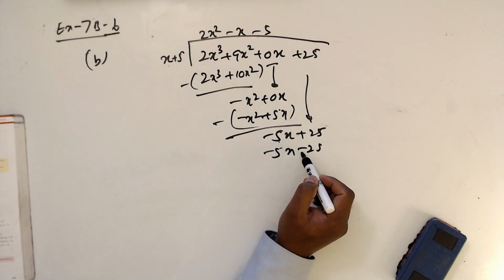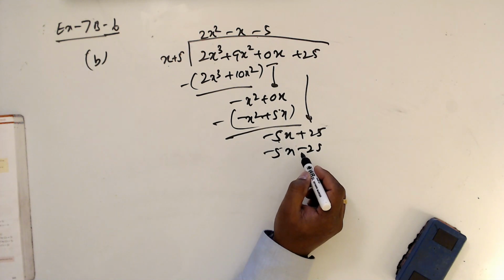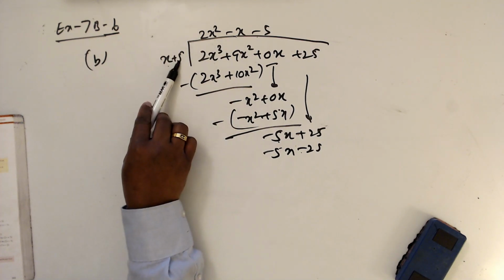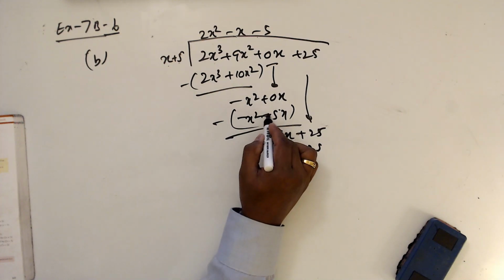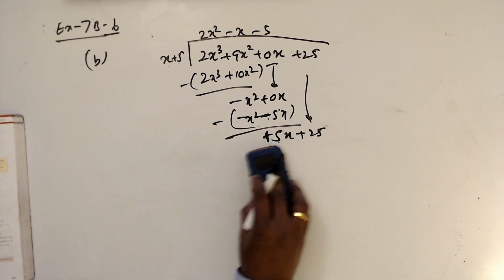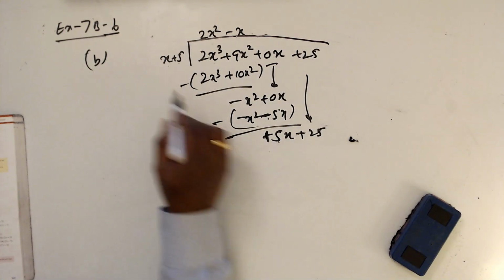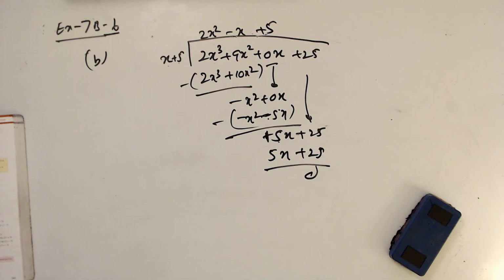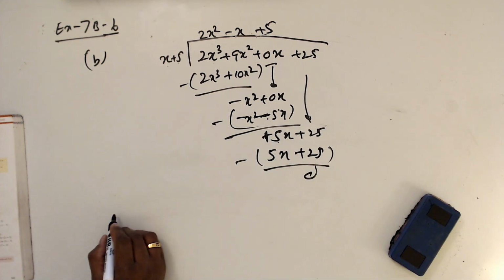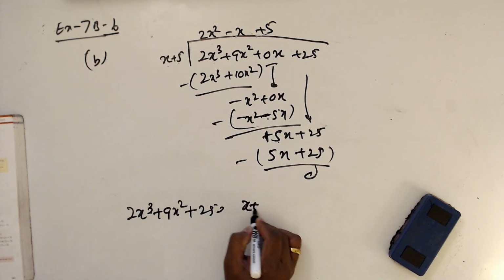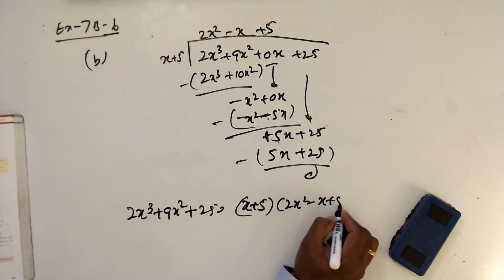Minus times plus is minus, then this is going to be add, this has to be plus. What is the error here? The error is this. x times 5 is 5x, minus times plus is minus, and then minus minus becomes plus. Then 5x divided by x is plus 5, then this is 5x plus 25, so the answer is 0. When you reduce, you can write 2x cubed minus 9x squared plus 25 equals x plus 5 times 2x squared minus x plus 5.